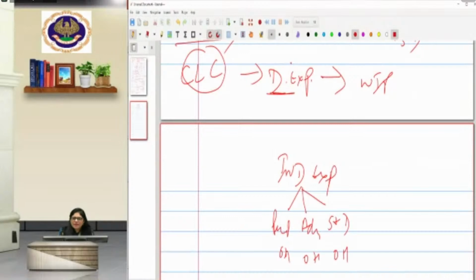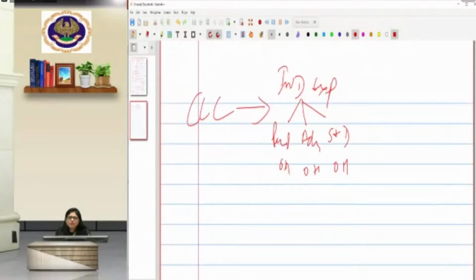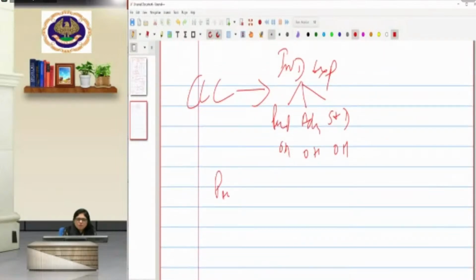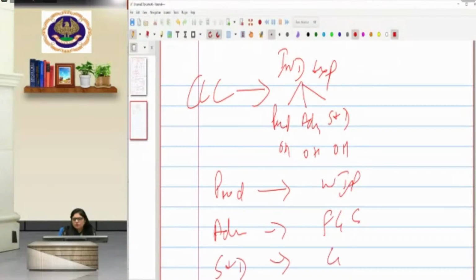Indirect expenses means any of the 3 overheads: production overhead, admin overhead, and selling and distribution overhead. They will be incurred first of all through CLC, cost ledger control account, and then they go to the production, admin and selling and distribution. Now all the 3 overheads will be absorbed. Production will go to WIP. Admin will go to finished goods control account and selling and distribution will go to cost of sales.